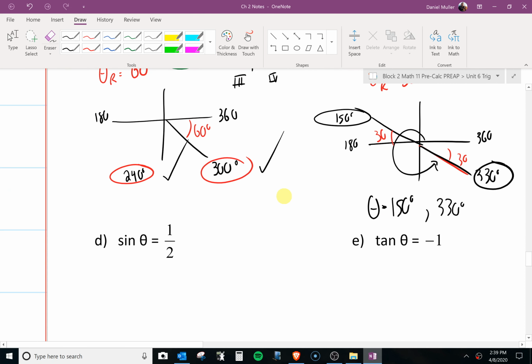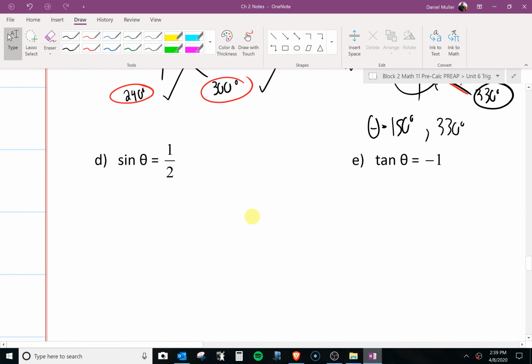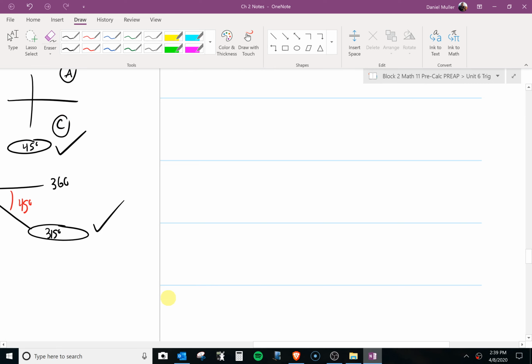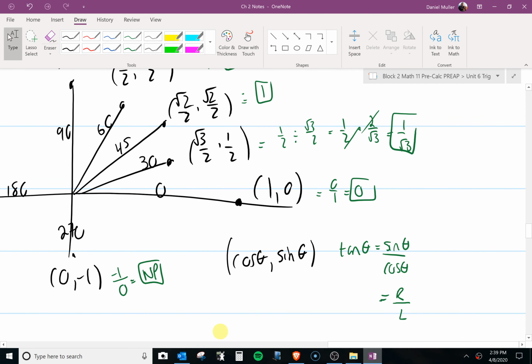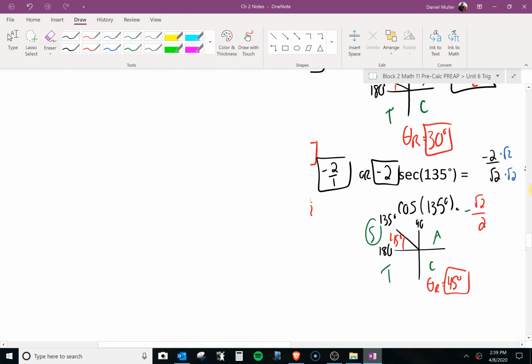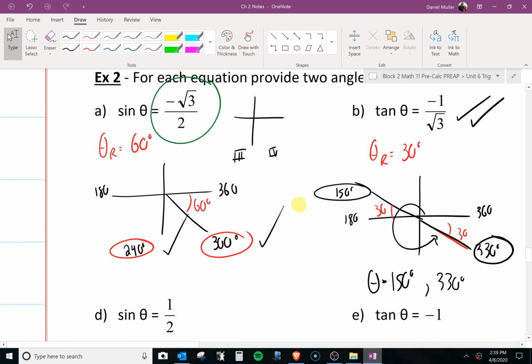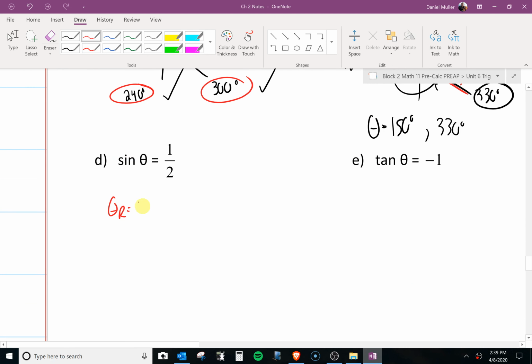Okay, let's do D. Sine of theta is a half. So, well, let's first look at when sine gets you a half. I don't know where this thing is anymore. Okay, sine is on the right-hand side. A half, oh, here we go. It happens at 30 degrees. All right. So I'm doing a lot of scrolling here, but 30 degrees is my reference angle.